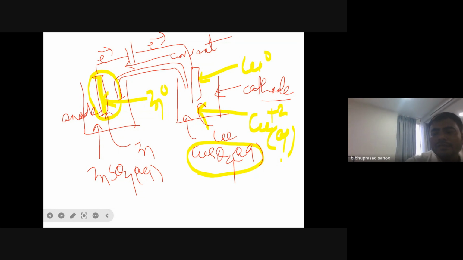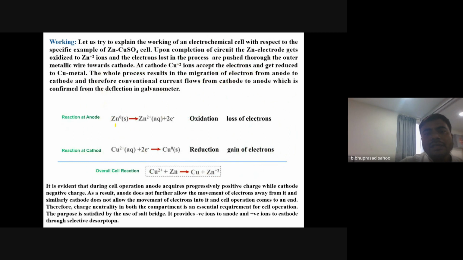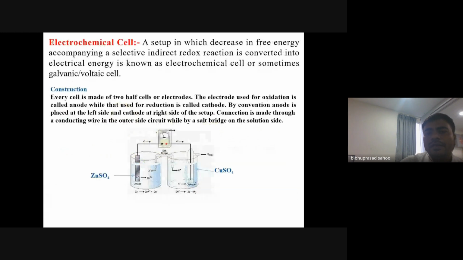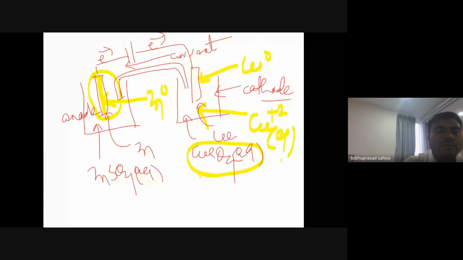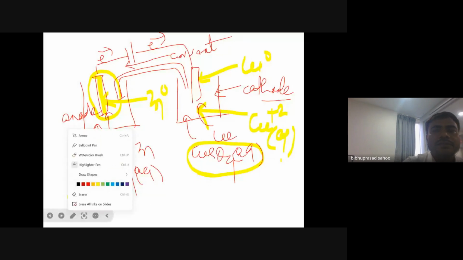So student, see here, this is the zinc, which is getting oxidized, Zn2 plus, releasing 2 electrons. This is oxidation, or loss of electron. And the reaction at the cathode: copper 2 plus from the solution receives these 2 electrons coming from zinc, and becomes copper 0, and deposits here.